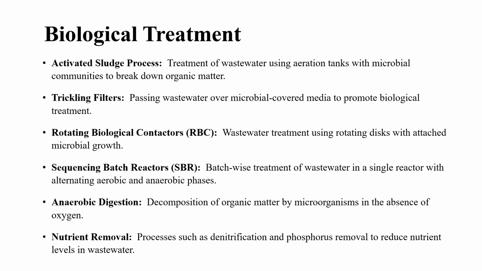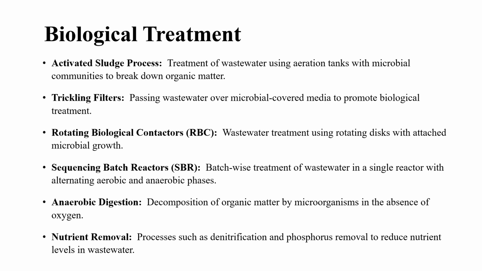And the third one is the biological treatment process. It includes the activated sludge process, trickling filters, rotating biological contactors, sequencing batch reactors, anaerobic digestion, and nutrient removal. All these processes work similarly. In the process there will be some variations: some take place within the tank itself, some take place in the open area. In all those processes there are two different types: one is an aerobic process, and the other is an anaerobic process.